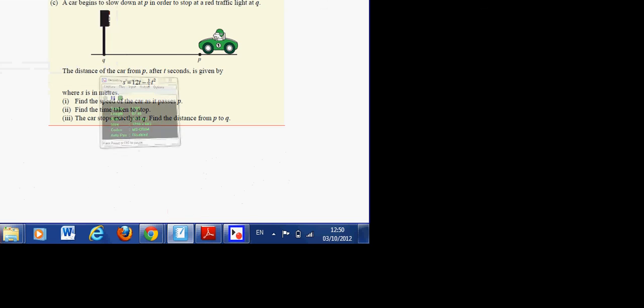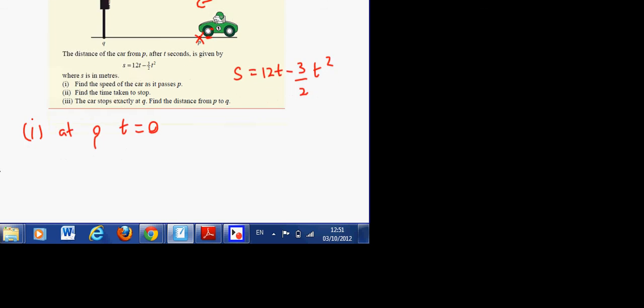This question says, a car begins to slow down at P. So it's already moving, and it starts to hit the brakes at P, in order to stop at a red traffic light. The distance of the car from P after t seconds is given by the formula S equals 12t minus 3 over 2 t squared, where S is in meters. Find the speed of the car as it passes P.